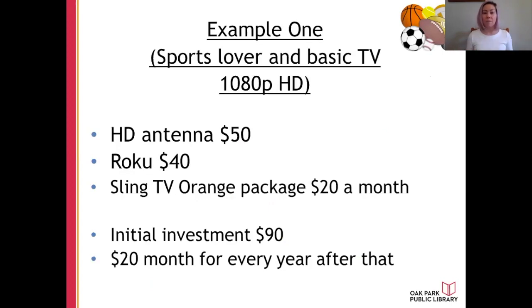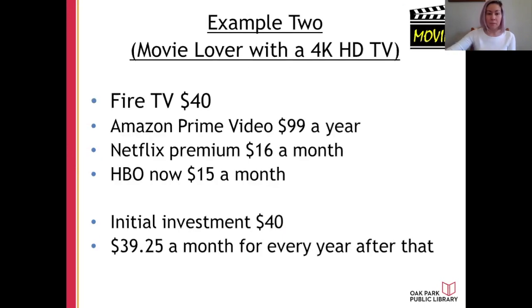When you're thinking about cutting the cable cord, think about your upfront costs and your monthly costs. So here's one example. Say you're a sports lover and you watch basic TV. So you buy an HD antenna for $50, so that's your upfront cost, and a Roku for $40, again, another upfront cost. And then you do a Sling TV Orange package for $20 a month. So you can look at the bottom, your initial investment is $90, and it's $20 a month every year after that. So you would just do the math on that.